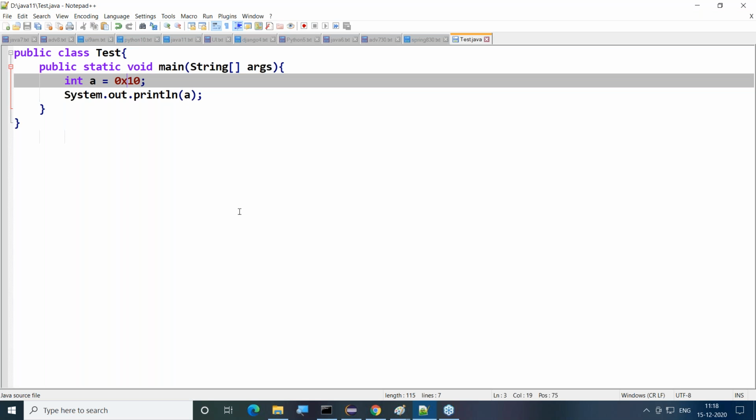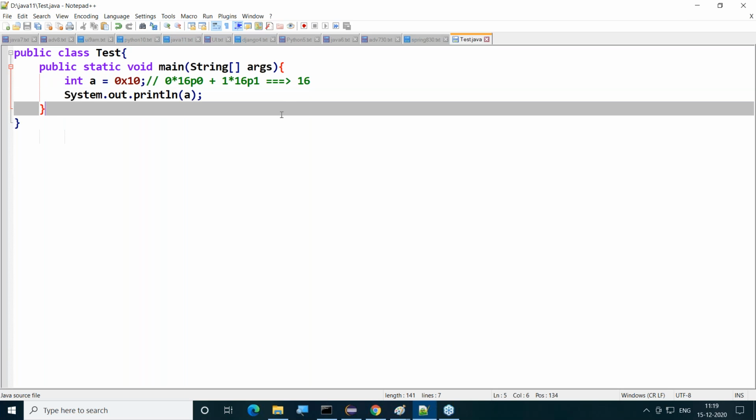Before that, tell me, what is the decimal equivalent for this? 0 star 16 power 0 plus 1 star 16 power 1. What is the value? Here we are getting 16. Overall, 16 is the value we are getting.